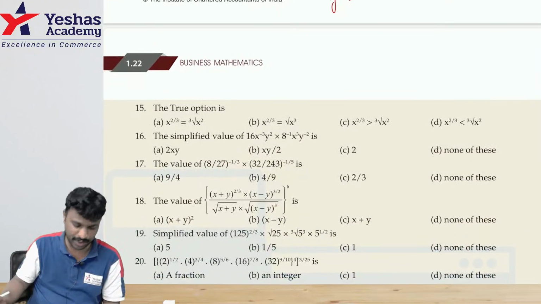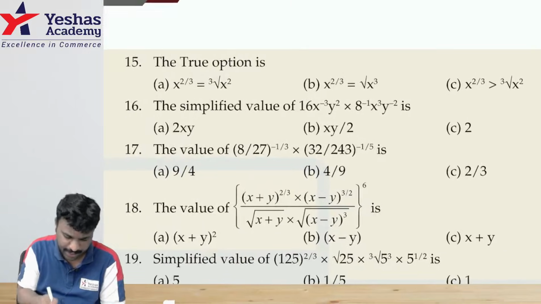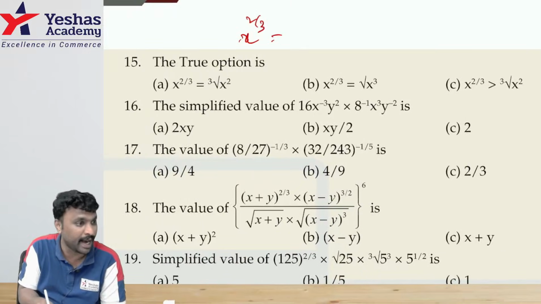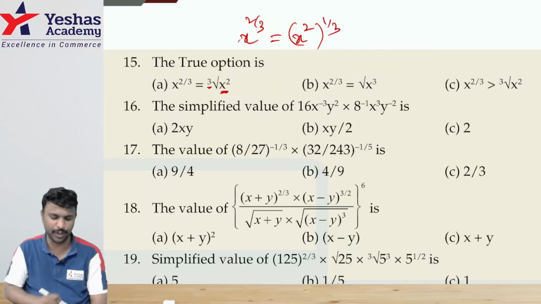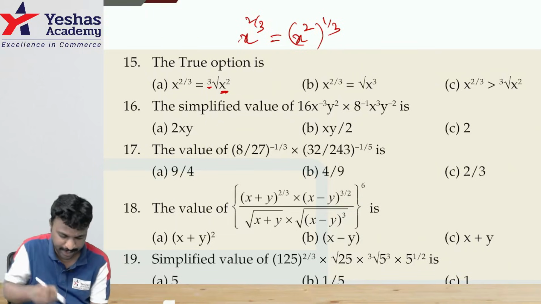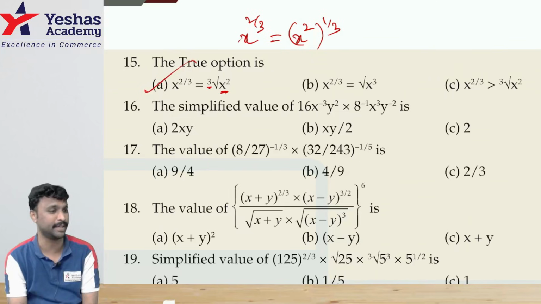Guys, moving on to the next question. The true option is which one? Guys, x power 2 by 3 on the left hand side. So what do you mean by this? It is x square power cube root, cube root means whole power 1 by 3. Guys, don't you think 2 into 1 by 3 is 2 by 3? So that means option A itself is correct.